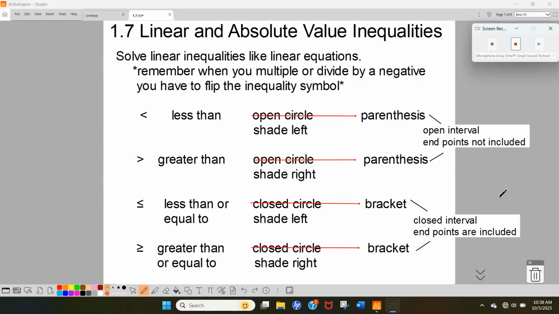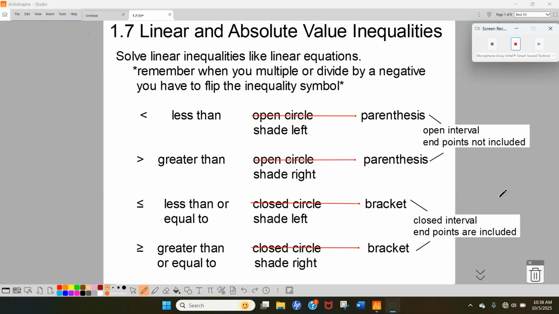1.7 is on inequalities, specifically linear and absolute value. Most of this is not new information. It should not be anything that's difficult. What we do have to remember in this class, though, is that anytime you would normally use an open or a closed circle, we're going to use a parenthesis or a bracket.